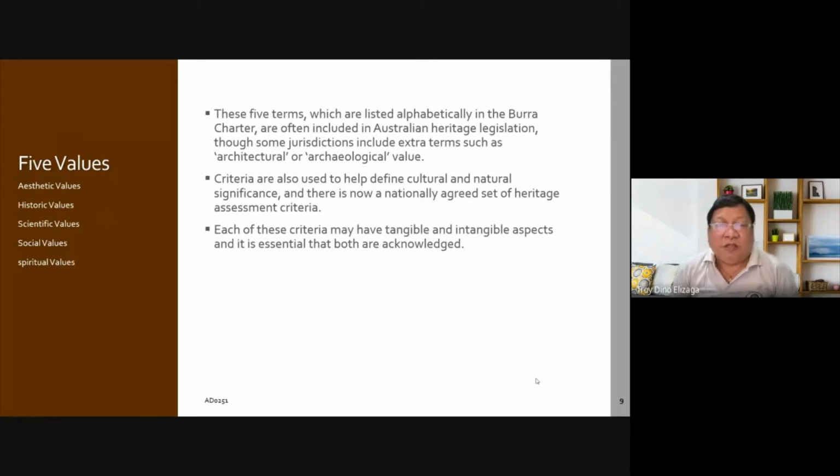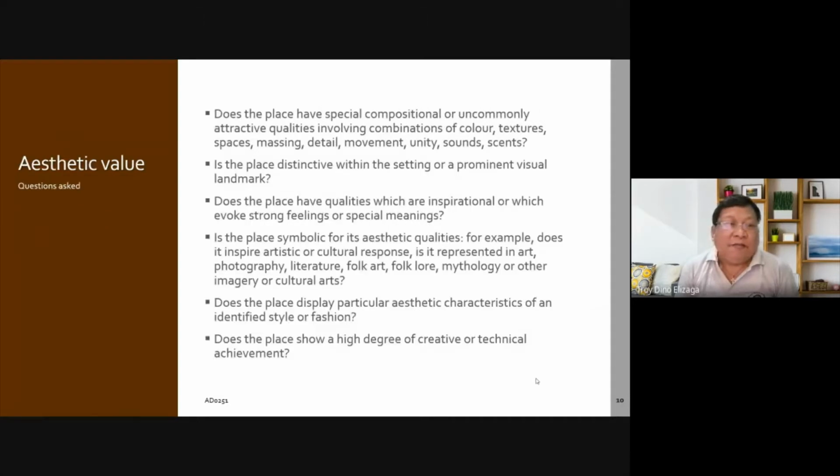This is what I will be showing you earlier. Each of these criteria may have tangible and intangible aspects, and it is essential that both are acknowledged. So the intangible is also something that must be considered because it's part of our heritage. Let's start with aesthetic value.